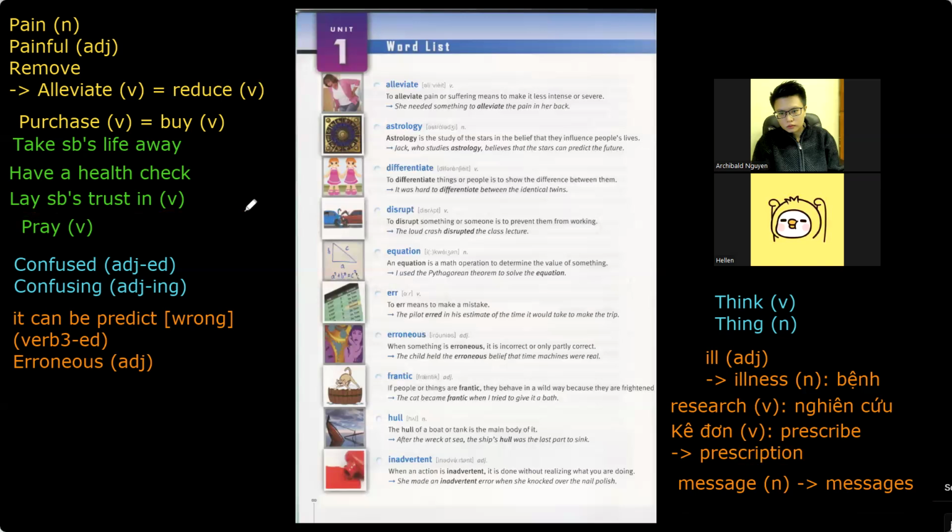I don't choose astrology because astrology is a field that people will lay their trust.